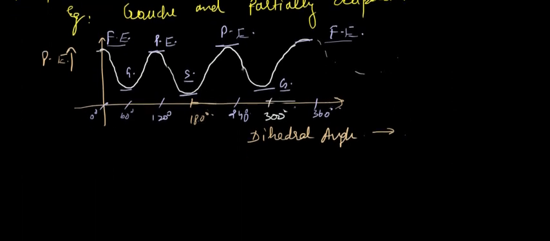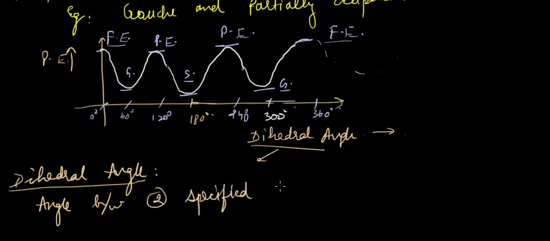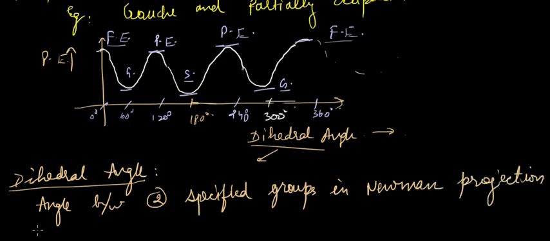So let me define what is the dihedral angle, the term I am using here. Dihedral angle: the angle between two specified groups in Newman projection is known as dihedral angle. So it is nothing but the angle between two specified groups in Newman projection is called dihedral angle.